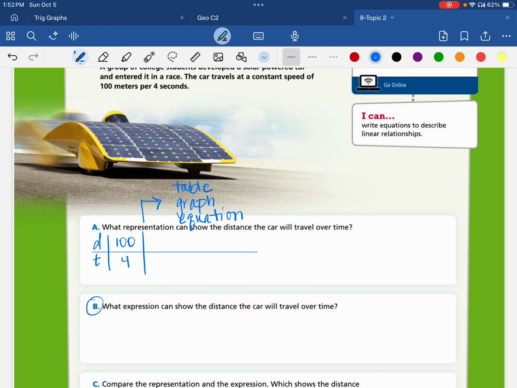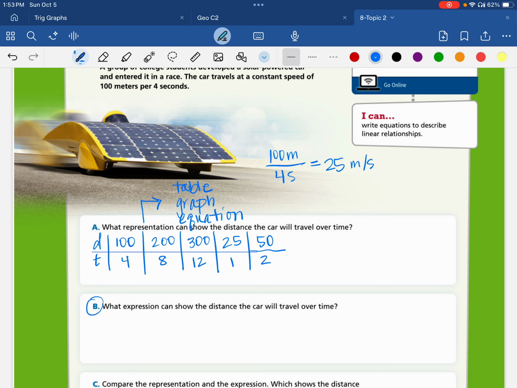If we wanted to fill this out with some other values, we could do 200 meters would take 8 seconds, 300 meters would take 12 seconds. If we determined the unit rate, which would be its speed, we would divide any of these pairs, and 100 meters in 4 seconds would give us that it's traveling at a speed of 25 meters per second. So I could put this in my table as well and show 25 meters in 1 second, or 50 meters in 2 seconds, and so on.